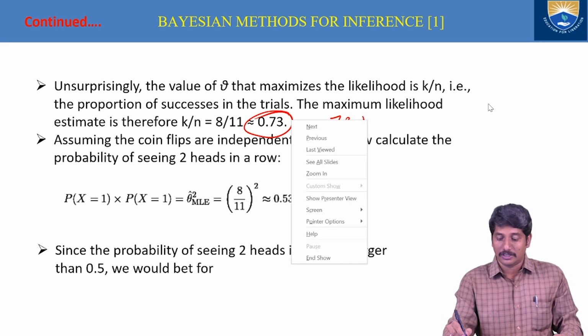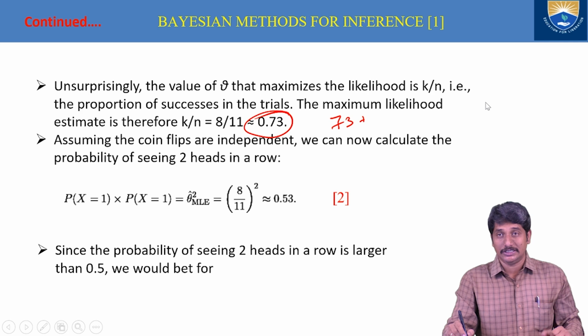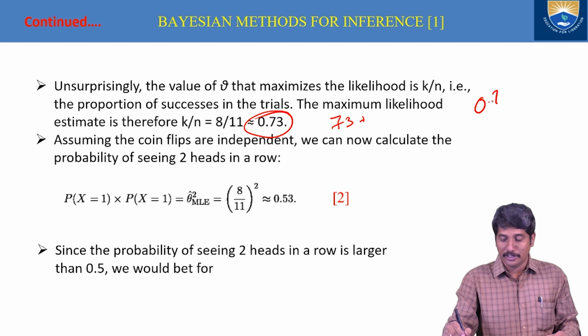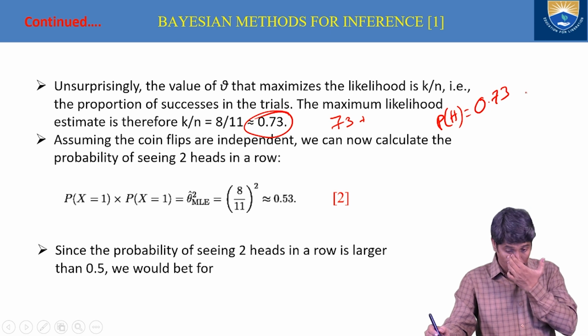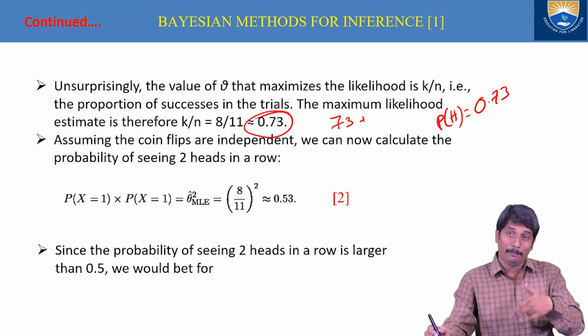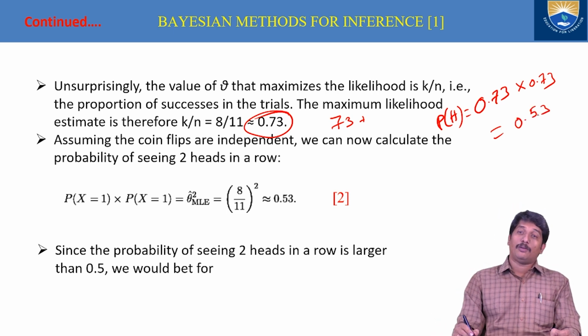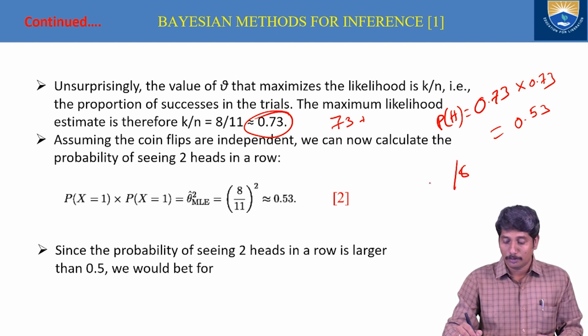So according to MLE, the probability of the next trial being a head is 73%, that is 0.73. Now we want it to happen for the next two times, so you have to multiply it twice. 0.73 into 0.73 is about 0.53. So according to MLE, the probability of two more heads, given that 8 heads have already happened. What is the probability that the next two are also heads?